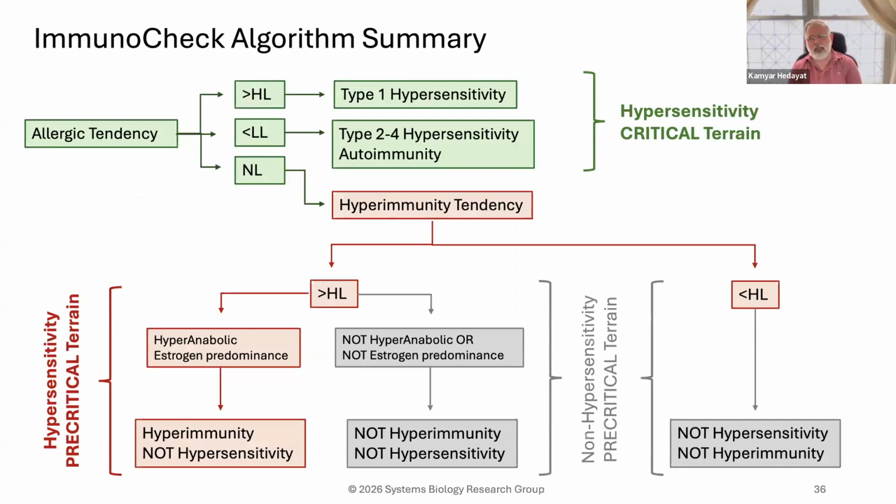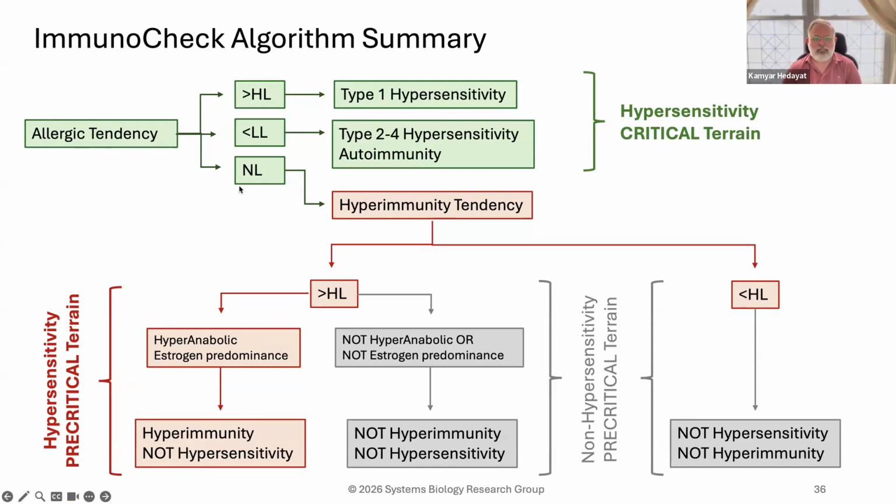And overall, here is an algorithm which basically goes through everything we just said. So the panel will say, okay, is there an allergic tendency? Is the index high? There's some risk of type 1 hypersensitivity. If it's low, there could be a risk of types 2 to 4 hypersensitivity as well as autoimmunity. Again, it's just screening for these other types of hypersensitivities. You'll need to do a standard workup beyond that to be more specific.